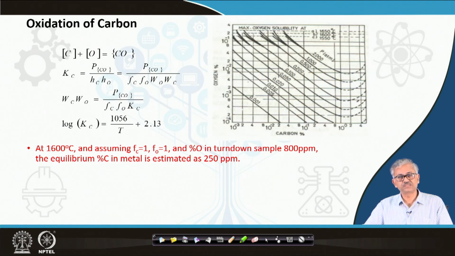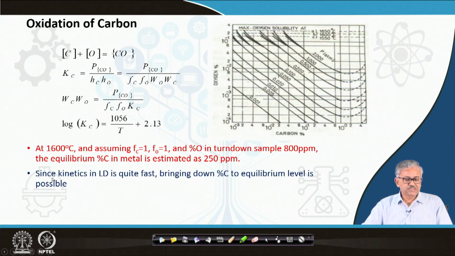At 1600 degrees centigrade, 1 atmospheric pressure, you can lower the carbon to 250 ppm only. Below that it is not thermodynamically possible. And since the LD kinetics is very fast, bringing the carbon down to the equilibrium level is possible. You can attain this 250 ppm in LD also, because of emulsion formation, and you can assume that it will come to an equilibrium.